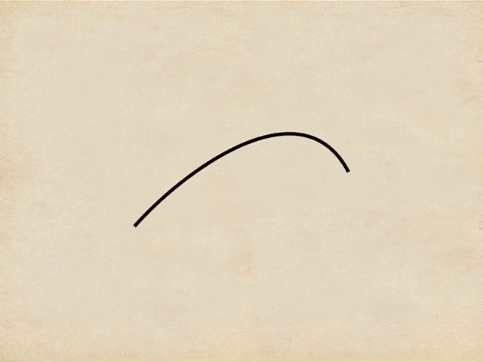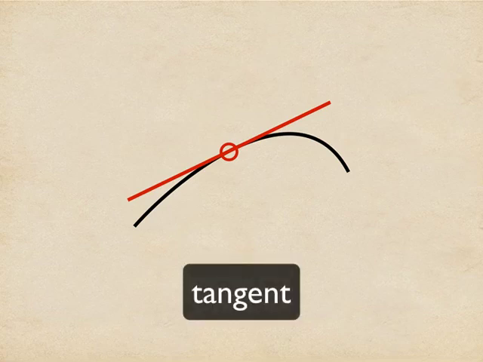Suppose that we have this curve. Let's look in particular at one point on the curve. At that point, there is a line that just grazes the curve. It just touches it at that point. The ancient Greeks sometimes called this a kissing line because it just kisses the curve. Its more modern name that comes to us from mathematics is the tangent line.